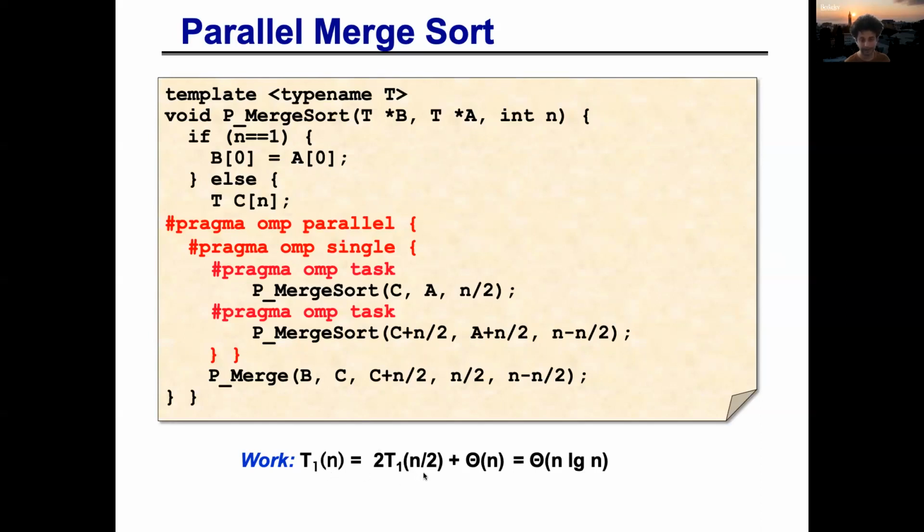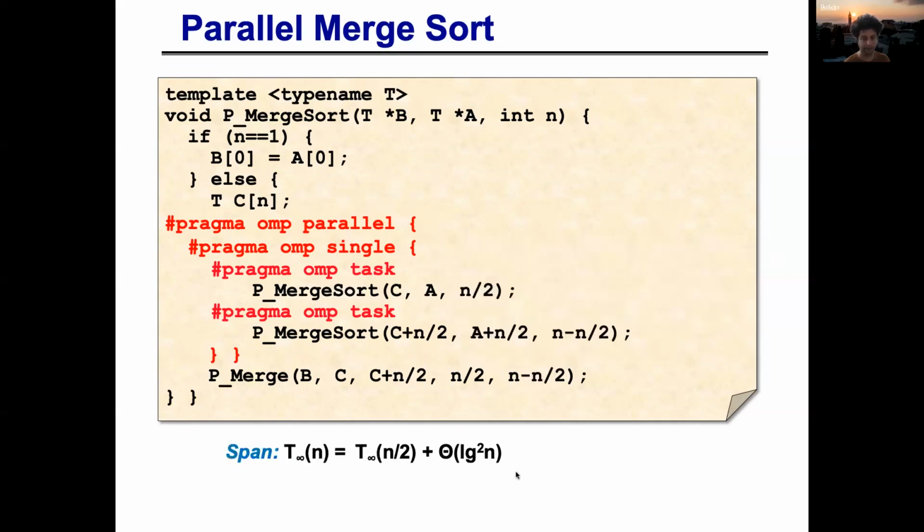The work here is nothing different than the initial case, two subproblems and the linear time cost of merge, which will solve to n log n, as we know by now, because we've seen that recursion at least 5 times.